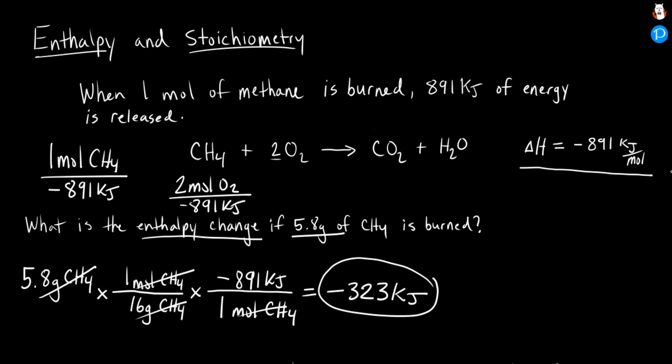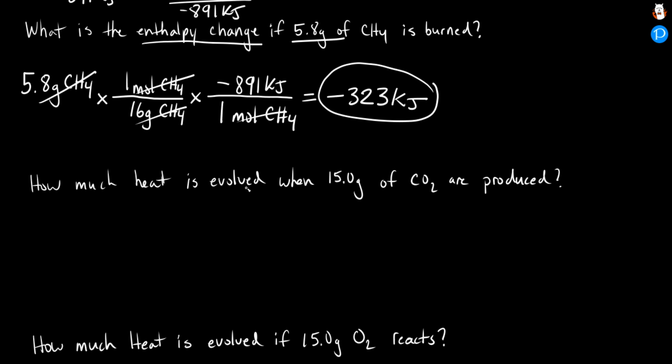Let's take a look at another one. How much heat is evolved when 15 grams of CO2 are produced? So you should take a second, try and do this one before I do, and see if you get the right answer. Well, we'd start with the same thing. We're going to start with 15 grams of CO2. And we're going to do the same exact process we did right here, except for this time we have CO2 instead of CH4. So I'm going to use the molar mass for CO2 to get to moles of CO2 first. And the molar mass of CO2 is 44 grams per mole.